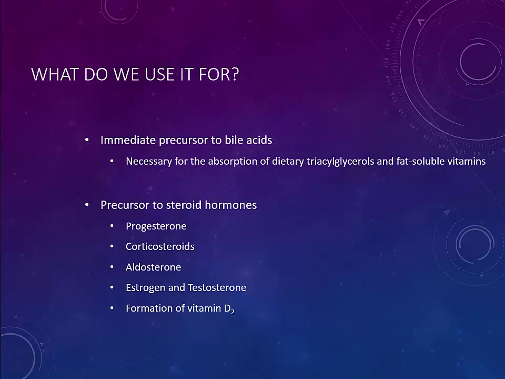A few more uses of it. Well, we've already talked about the bile acids. So you need this for absorption of dietary triacylglycerols and fat-soluble vitamins. It's a precursor to steroid hormones, progesterone, corticosteroids, aldosterone, estrogen, testosterone, and you need it for the formation of vitamin D.